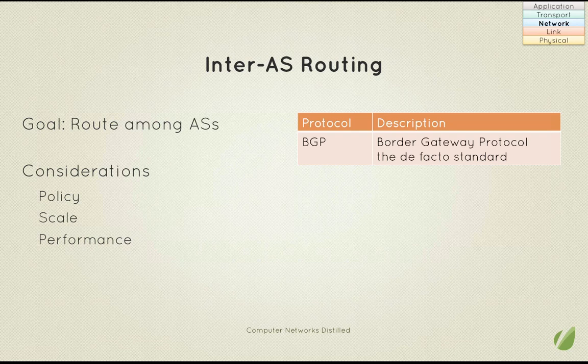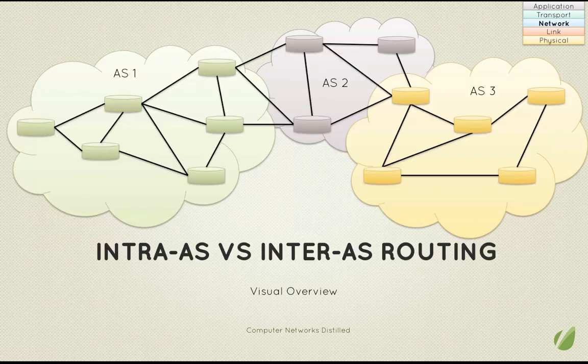If we're going to be doing this Inter-AS routing at a fairly global scale among all of the autonomous systems in the world, we need to make sure we can do that in a performant way that scales. So this is just scratching the surface. There's a whole lot of complexity connected with BGP, but it is the Inter-AS routing protocol that routes among autonomous systems. Let me give you a visual explanation of the difference between Intra-AS routing and Inter-AS routing.